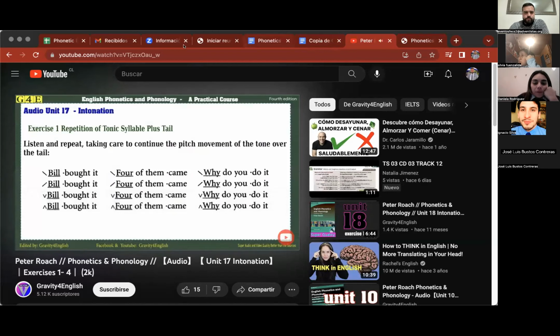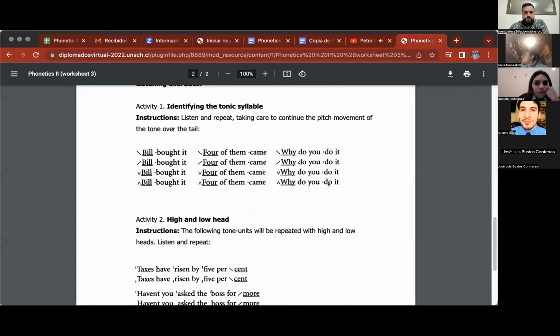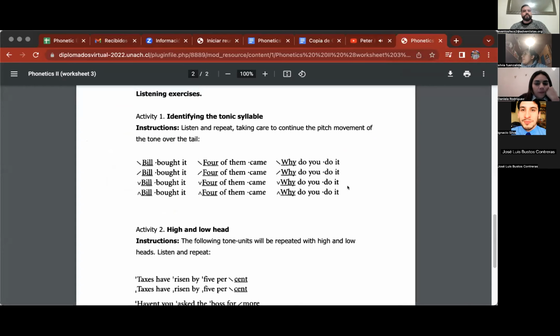Audio Unit 17. Intonation. Exercise 1. Repetition of tonic syllable plus tail. Listen and repeat, taking care to continue the pitch movement of the tone over the tail. Bill bought it. Bill bought it. Bill bought it. Bill bought it.